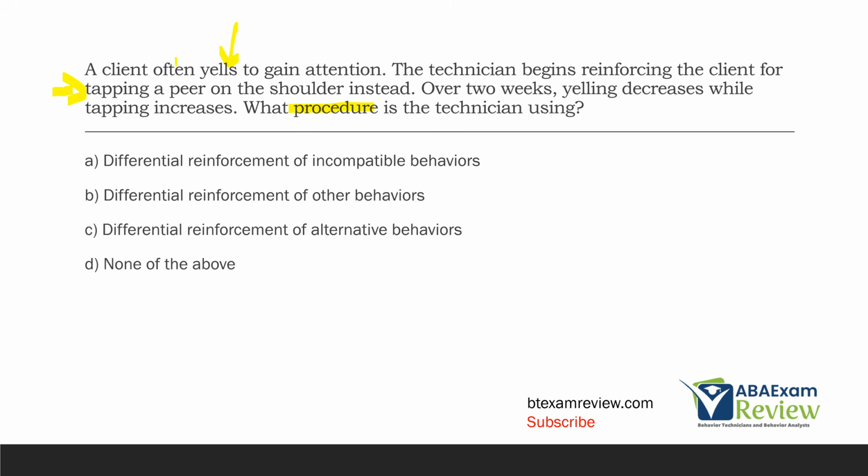So first, since we're teaching a replacement, we know it cannot be differential reinforcement of other behaviors. A DRO procedure does not teach a replacement. So now we have to ask ourselves, is the alternative behavior incompatible with the old behavior? Can you yell and also tap a peer on the shoulder at the same time? You can. So that replacement behavior is not incompatible, which means it's going to be alternative. The only difference between incompatible and alternative differential reinforcement is the idea that one of those behaviors is incompatible, that replacement behavior, and if it's not, it's just going to be alternative.